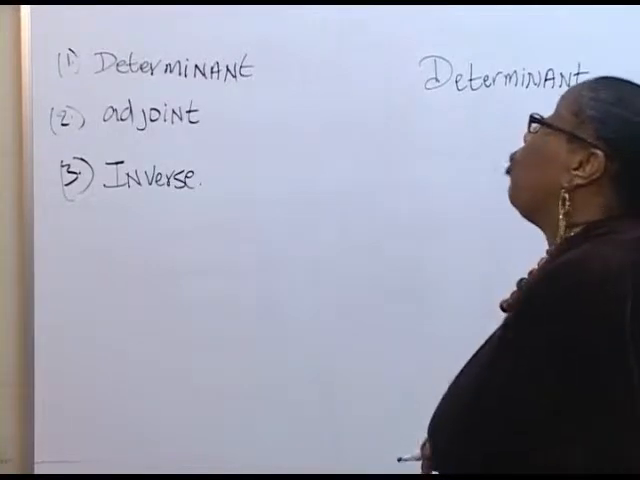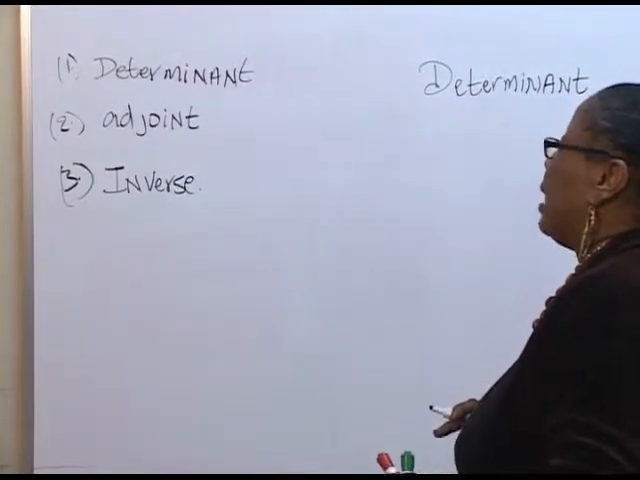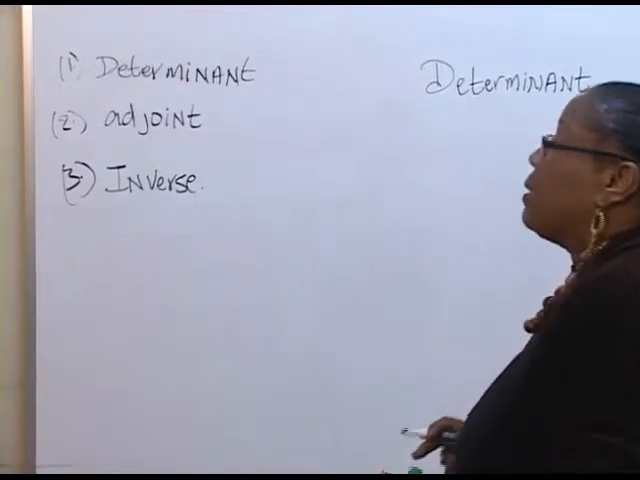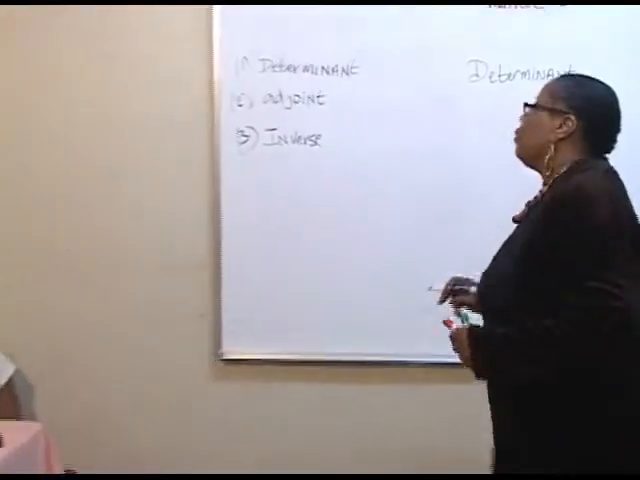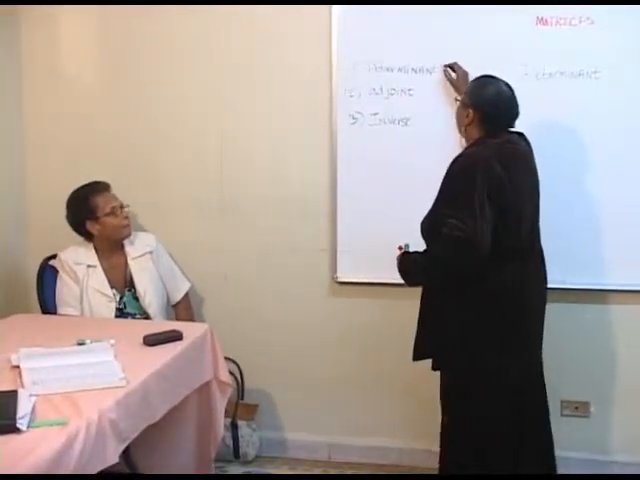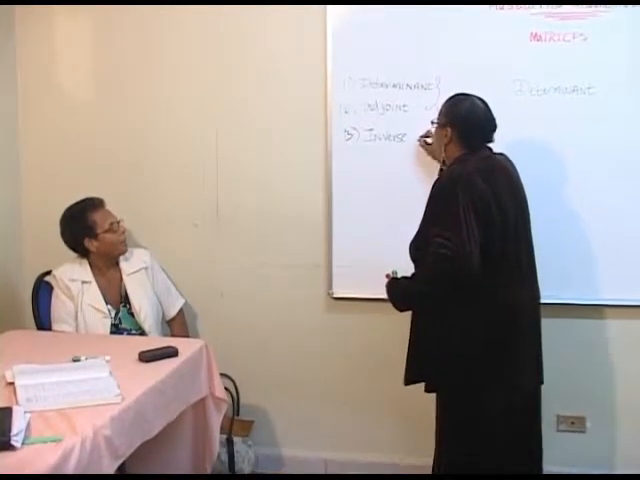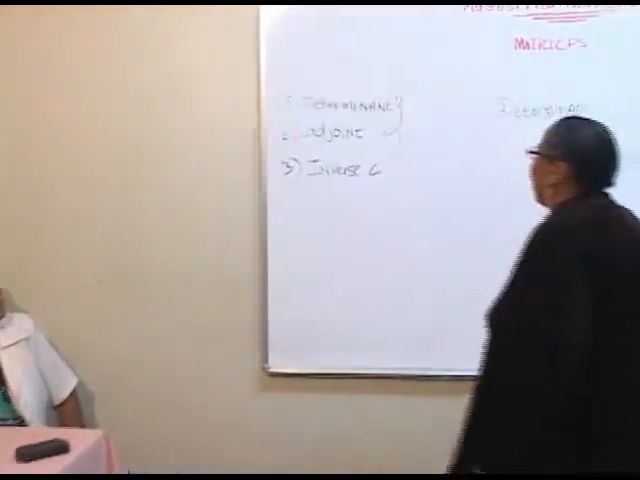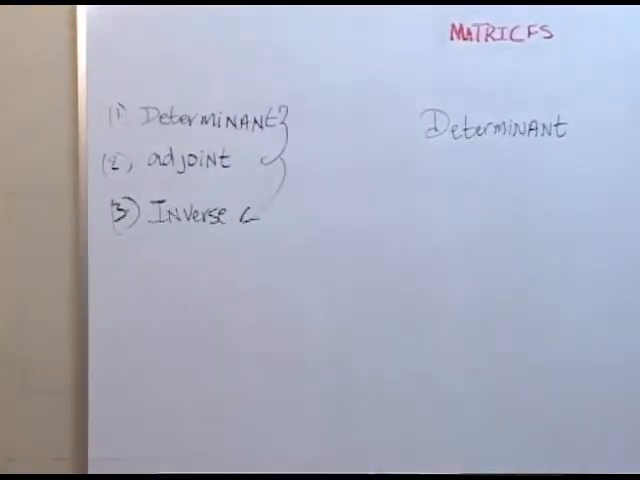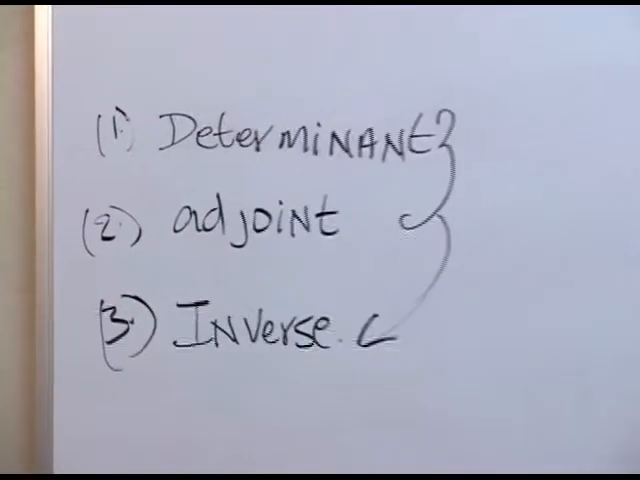We have 2 words we are using here now, determinant and adjoint. And then we have the inverse because they are related. From the determinant and the adjoint, we will be able to find the inverse of the matrix, which is what we are heading to right now. But before we do that, we're going to take some time and show you the definition and the formula for finding the determinant.